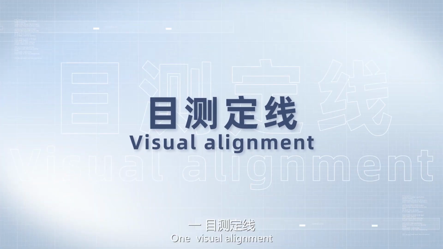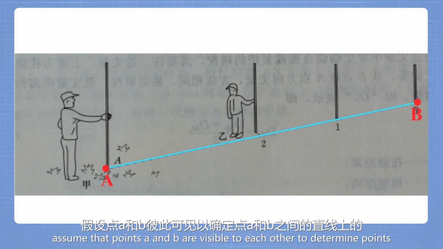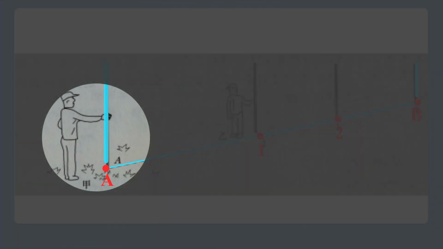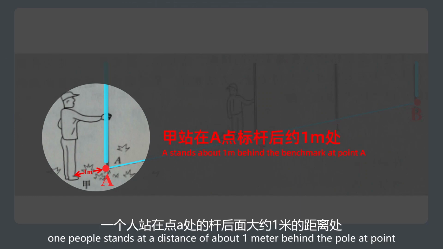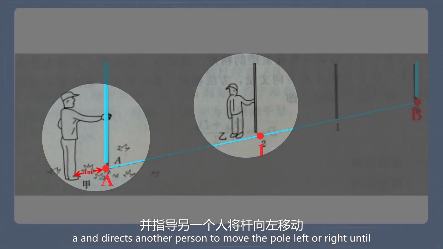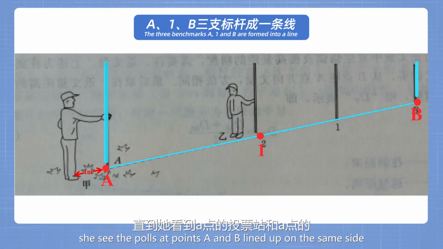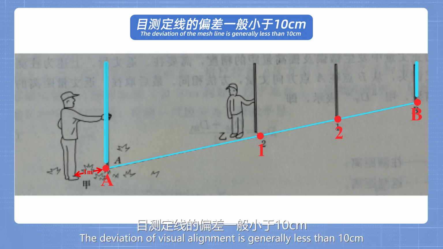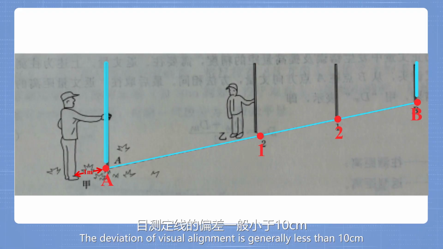1. Visual alignment. Assume that points A and B are visible to each other. To determine points 1 and 2 on the straight line between points A and B, first place a pole at points A and B. One person stands at a distance of about 1 meter behind the pole at point A, and directs another person to move the pole left or right until she sees the poles at points A, 1, and B lined up on the same side of the pole at point A. Similarly, determine point 2. The deviation of visual alignment is generally less than 10 centimeters.